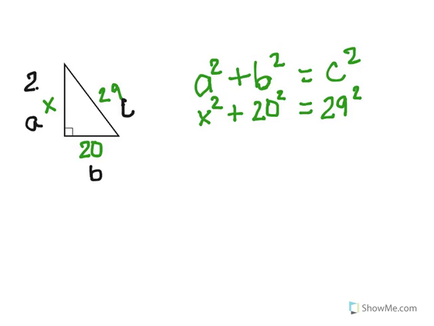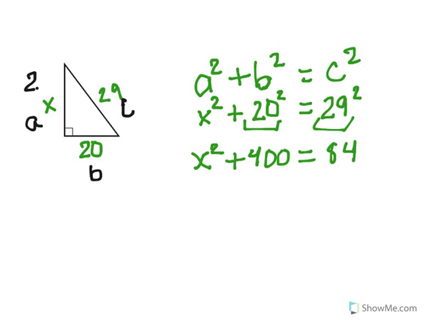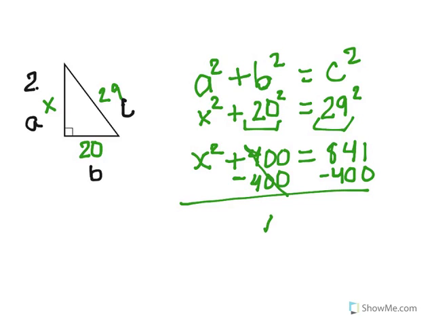All right, so this one's a little bit different as we're solving for a leg instead of the hypotenuse. So let's calculate what is 20 squared and what is 29 squared. x squared plus 20 squared is 400 equals 29 squared equals 841. Now to solve for x squared, subtract 400 from both sides. x squared equals 441.